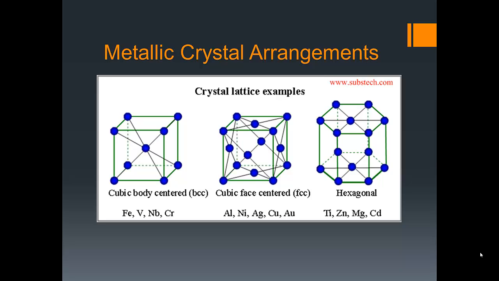Metallic crystal arrangements, same kind of idea as the ionic crystal arrangements. There's different structures for different metals. Three of them are shown here. There's the cubic body-centered, the cubic face-centered, and the hexagonal. This allows for different densities, different kinds of structures. Again, these are in your textbook as well. I would just look at them so you understand that there's different arrangements for the metallic ions.